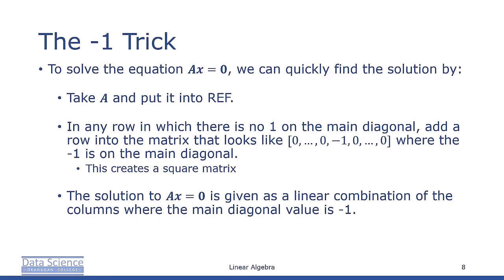Here's a quick trick to solve the equation Ax equals 0. We can quickly find the solution by taking A and putting it into row echelon form. In any row where there is no 1 on the main diagonal, add a row into the matrix that looks like a bunch of zeros, a negative 1 on the main diagonal, and then zeros everywhere else. This turns our matrix A into a square matrix. The solution to Ax equals 0 is given as a linear combination of the columns where the main diagonal value is negative 1.